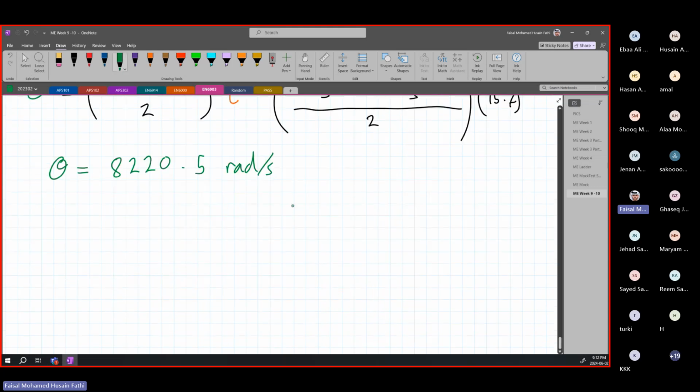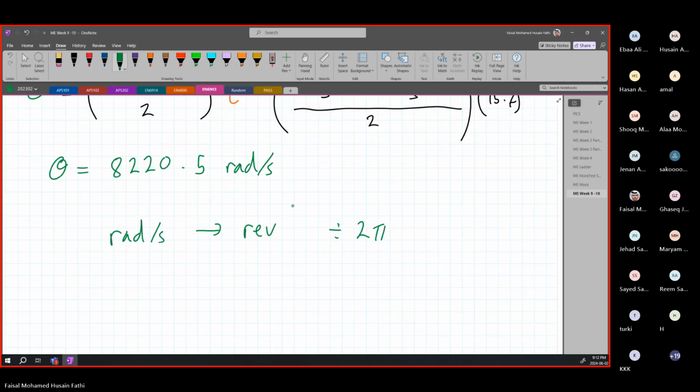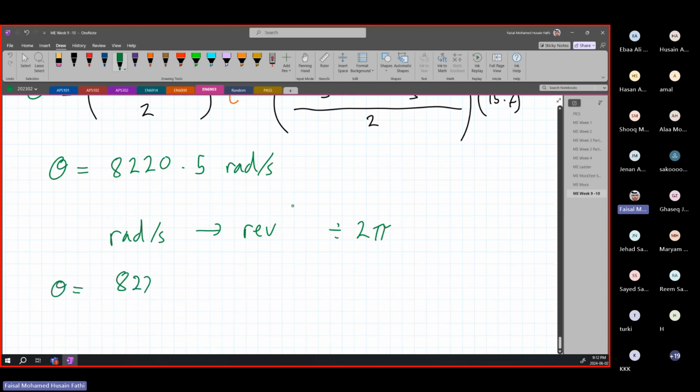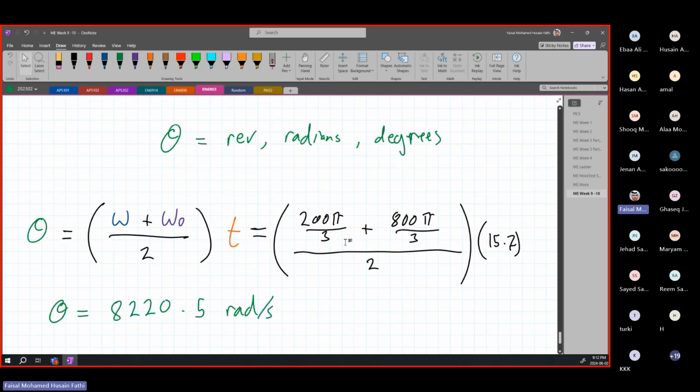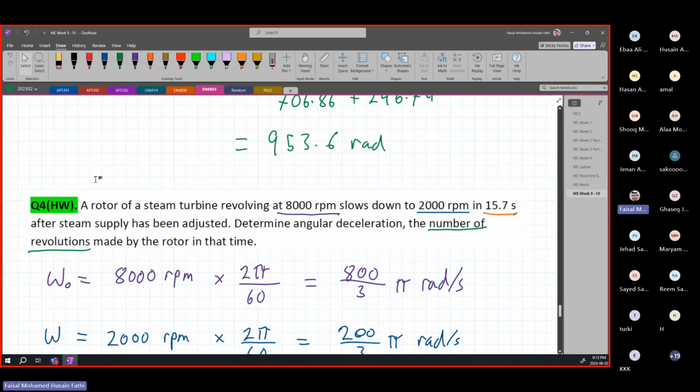Remember, now we want to go from radians per second to revolutions. What do we have to do? We have to divide by 2 pi. So it's going to be theta is equal to 8220.5 divided by 2 pi revolutions. Or in other words, if we just do this division very quickly, we get 1308.33 revolutions.